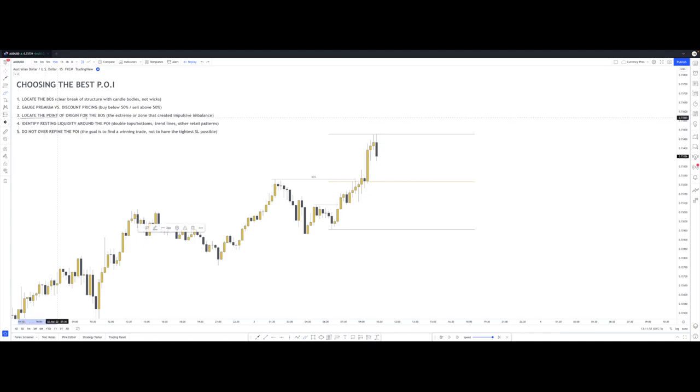When I wrote locate the point of origin for the break of structure, the extreme or the zone that created impulsive imbalance. So technically, this zone here created impulsive imbalance, but we already eliminated that zone due to the premium versus discount pricing model. Okay, so now we can target the extreme, which is way down here. This is the last point in price before our trade idea would be invalidated, right? Because if price were to break through that low, then that would change market structure. We would no longer be looking for a buy position, we would be looking for a sell position.